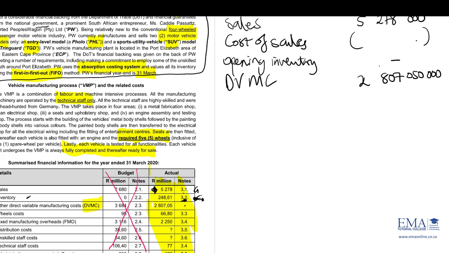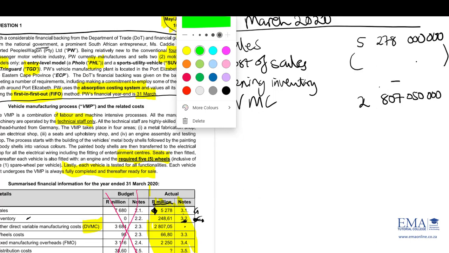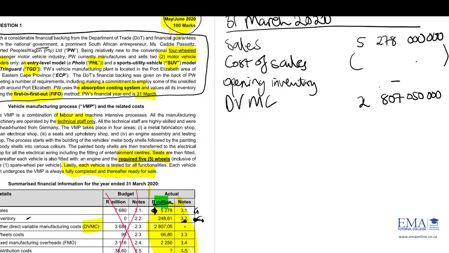Okay, as given here, this one needs a few zeros as well. Okay, so this is it. Remember that these are millions, right? They said 527 millions. This is very important to know that these are millions. Yes. Okay. So this was the direct variable manufacturing cost as given.